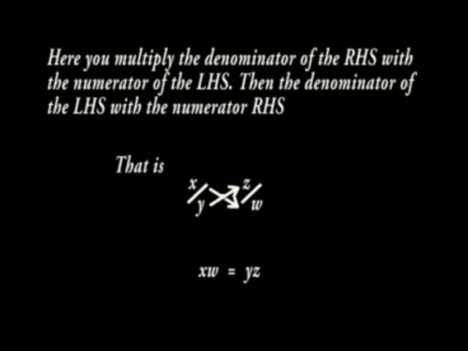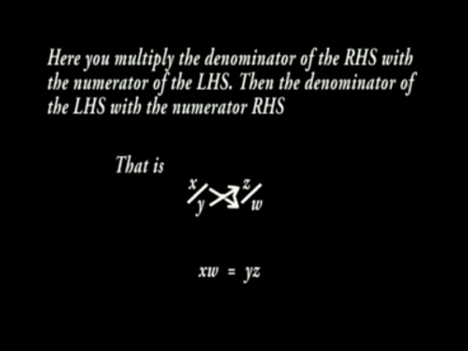Solution by cross multiplication. For fraction equations, cross multiplication can be done. Here, you multiply the denominator of the right hand side with the numerator of the left hand side, then the denominator of the left hand side with the numerator of the right hand side, as indicated by the arrows. Therefore, we have xw is equal to yz.